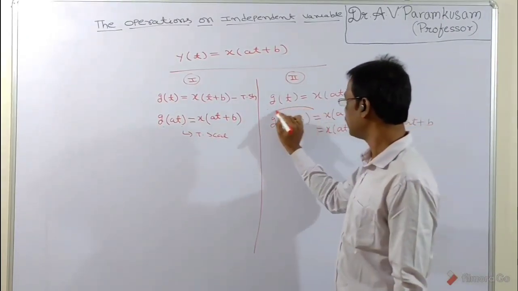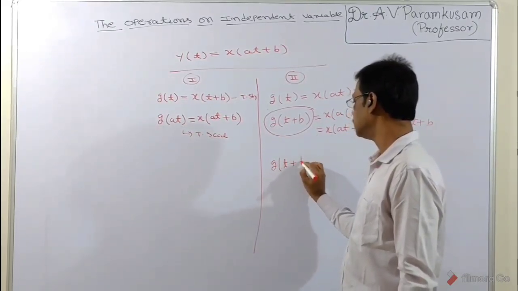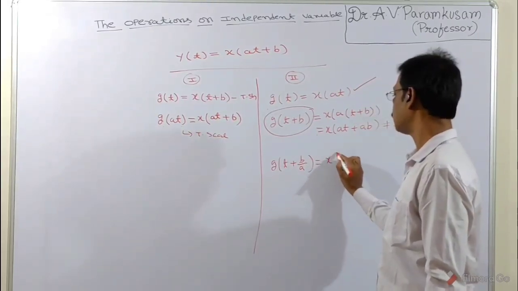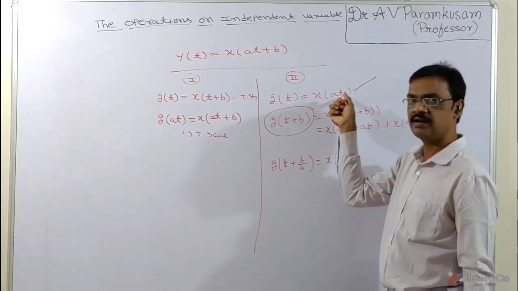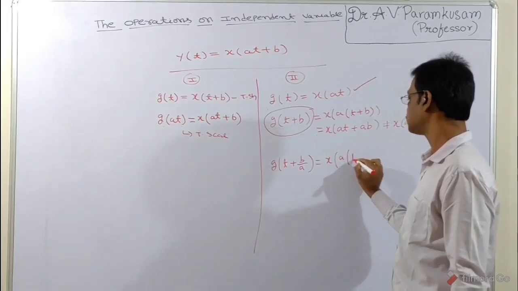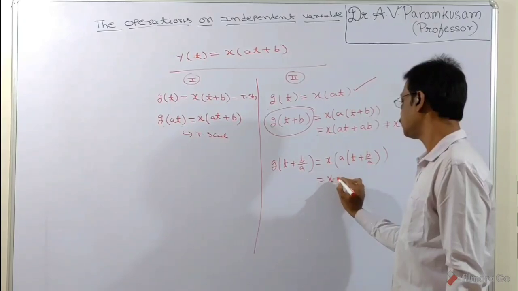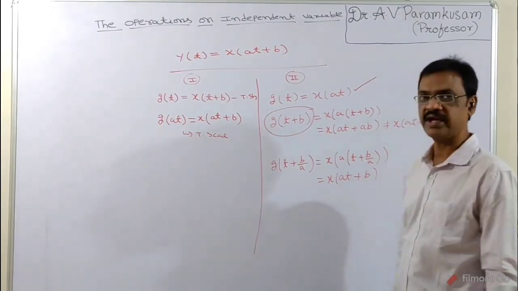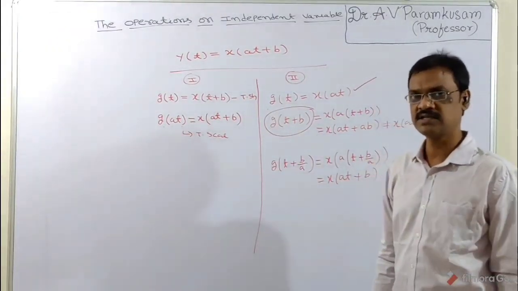Instead of finding g of t plus b, let us find g of t plus b by a. Then this is equal to x of, see, in place of t, t plus b by a is there. So wherever t is there, you substitute t plus b by a on the right side also. X of a into t plus b by a. This is equal to x of a t plus b. Okay, we get it. So both the procedures are the same.